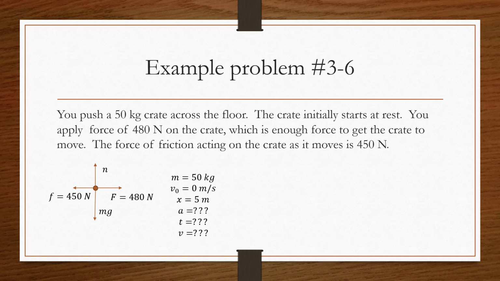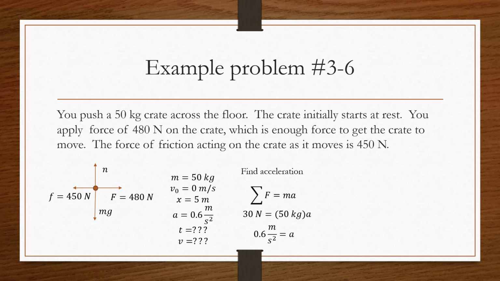So maybe I want to figure out what the acceleration is. If I knew what the acceleration was, I could figure out the time, and I could figure out the final velocity. Both of those would be possible. So finding the acceleration is my first step. And I'm going to use net force equals ma to find the acceleration. Well, the net force, 480 minus 450, is 30. 30 equals 50 times acceleration. So my acceleration is 0.6 meters per second squared. So now I know that piece of information.